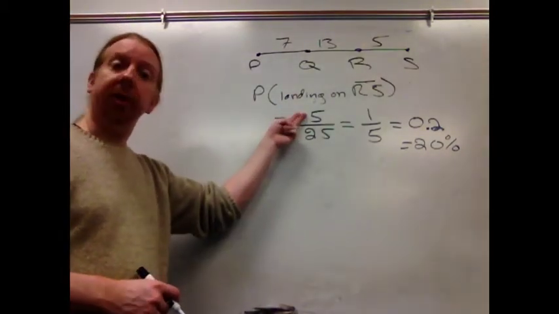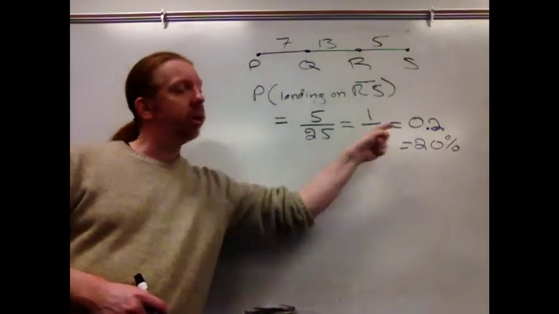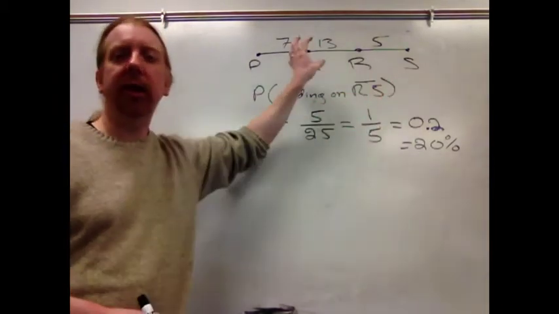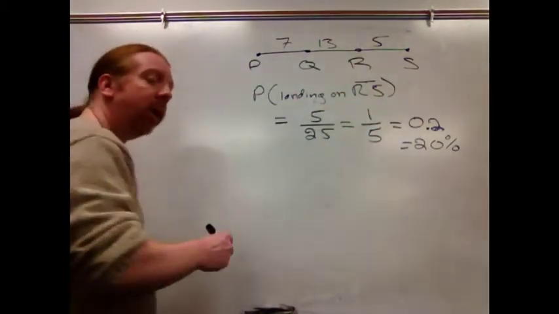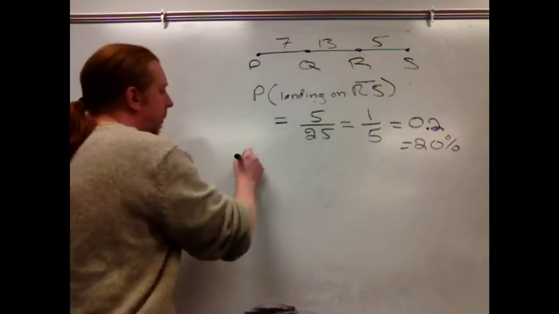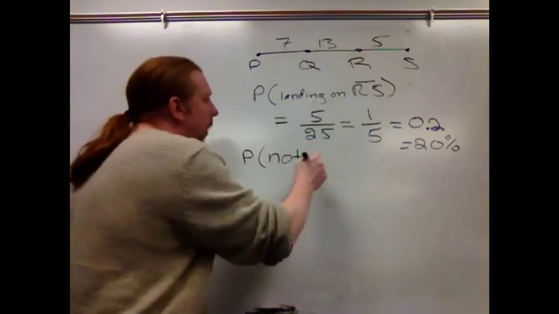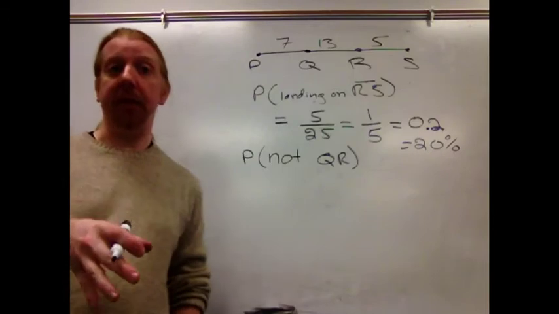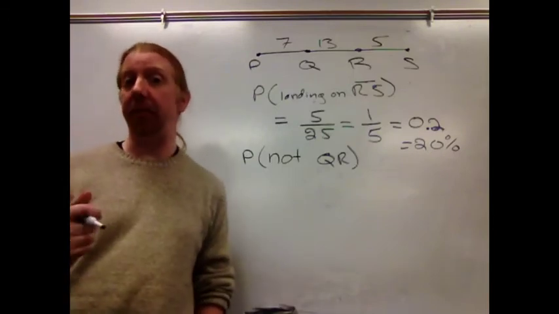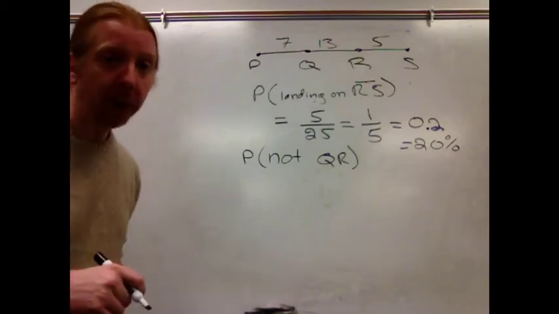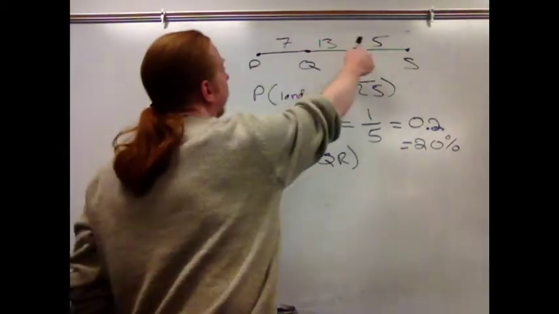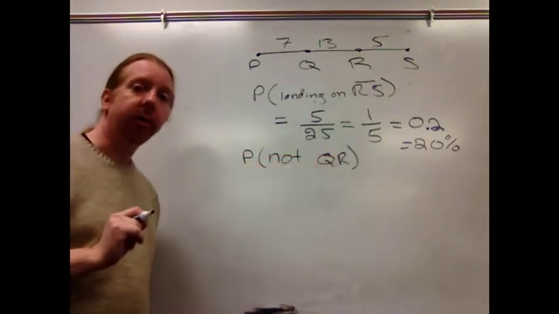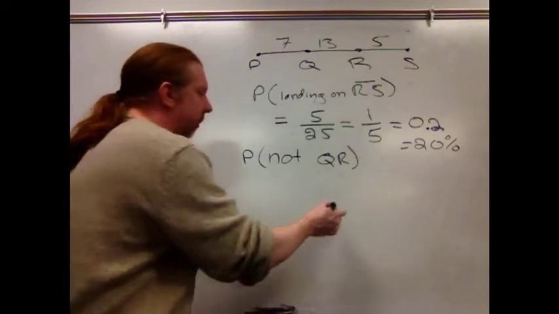So as a review, the number of outcomes I want over the total number of outcomes yields me a probability. Hasn't really changed. The only difference is here I'm looking at a long continuum of things. When I want to talk about the probability of not QR, I have some choices. Generally speaking, the preferred method is to find the probability of QR and subtract that from 1. Now, since these numbers are very small, I could also just as easily add up the number of things that are not QR and then go ahead and do the same fraction. I'm going to take both methods in turn.